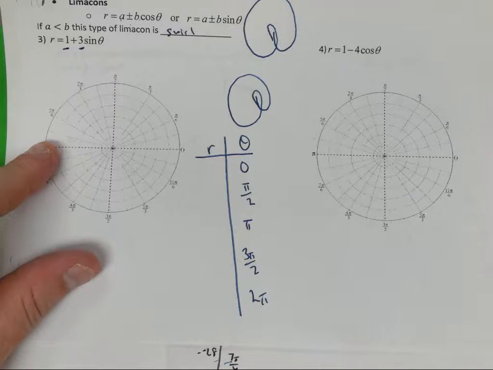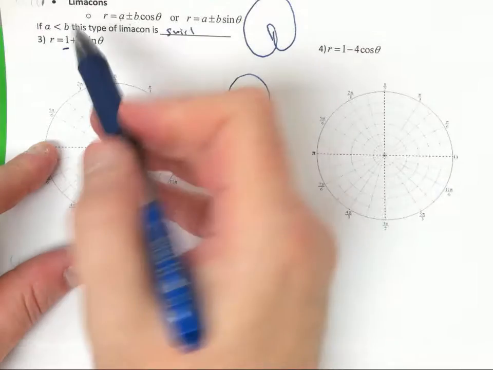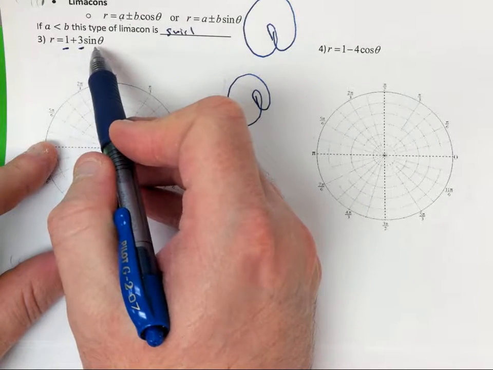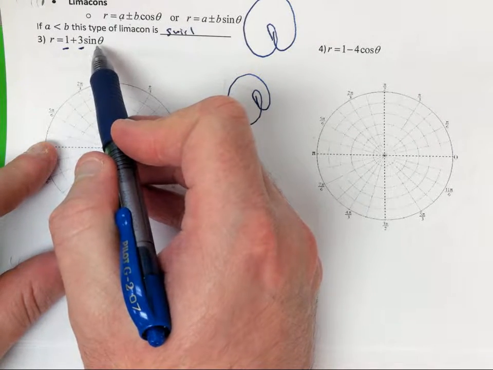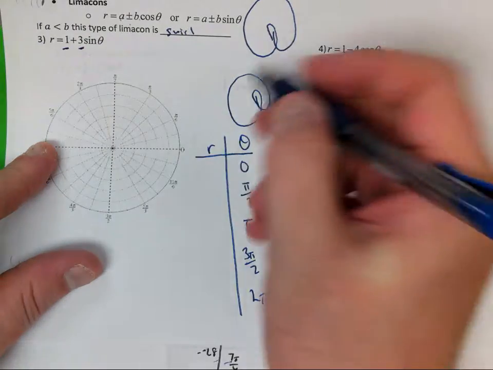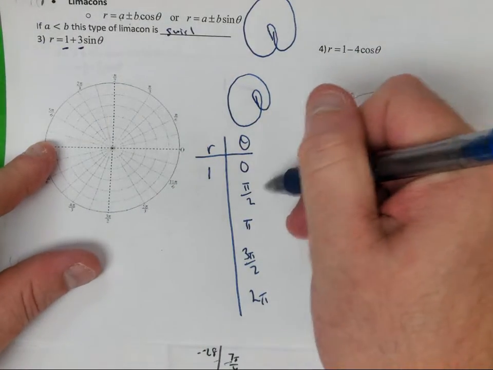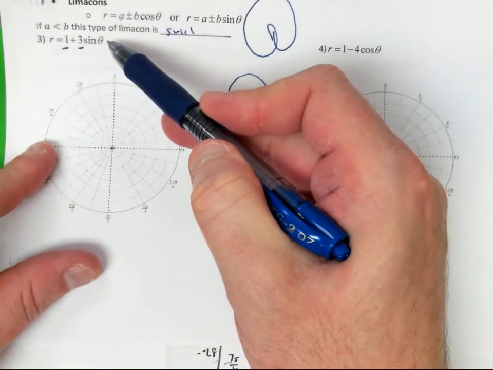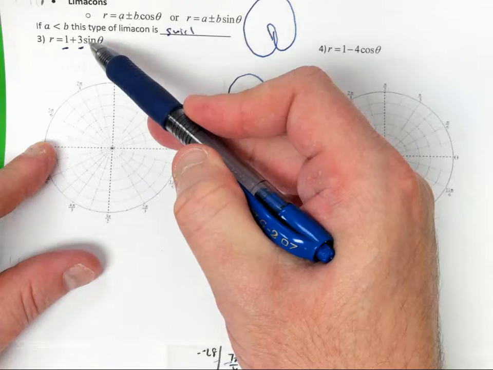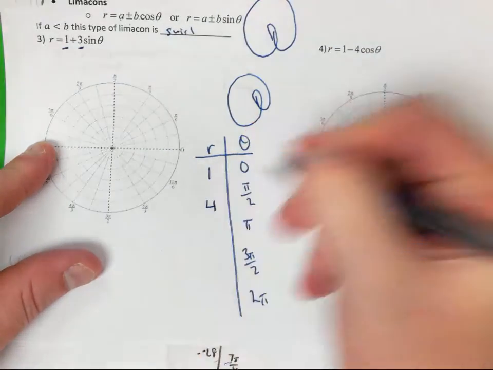Now, you're going to plug 0 in for theta. What is sine of 0? That's why it's so important. 0. 0 times 3 is? 0. Plus 1 is? 1. Pi over 2. What is sine of pi over 2? 1. 1 times 3 is? 3. Plus 1 is? 4.